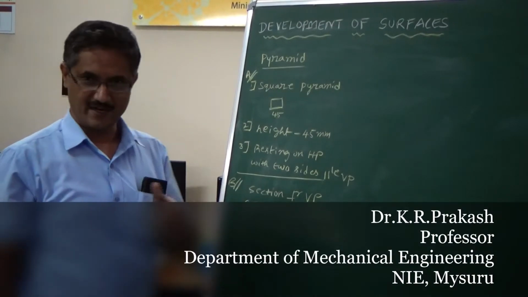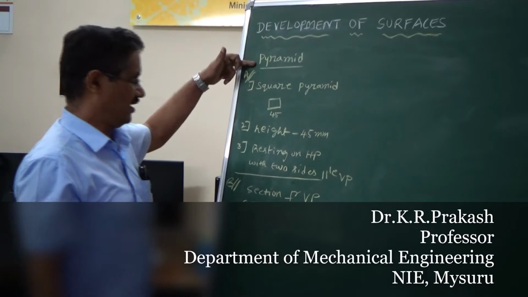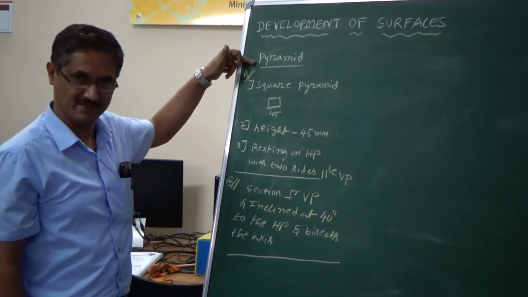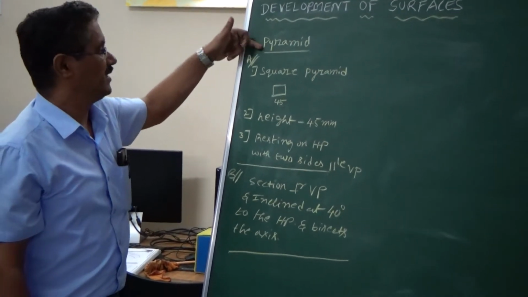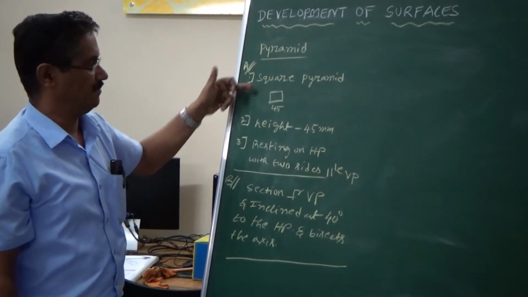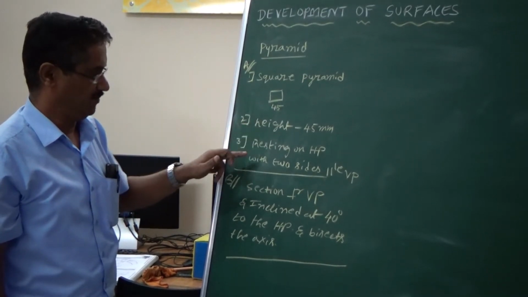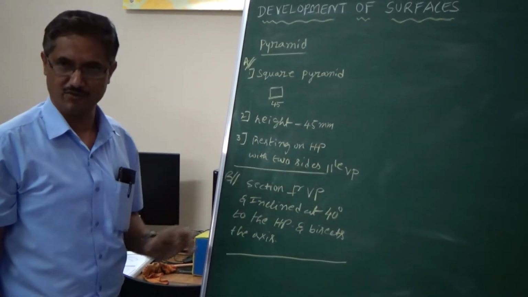The second problem is now development of surfaces, and we work on a problem on a pyramid. We were doing prisms in the last class. Now I will take a pyramid. Let us consider a square pyramid of sides 45 mm and height 45 mm, resting on HP with two sides parallel to VP.